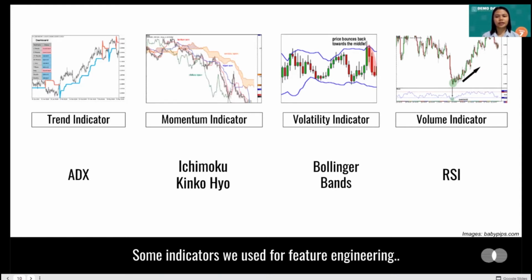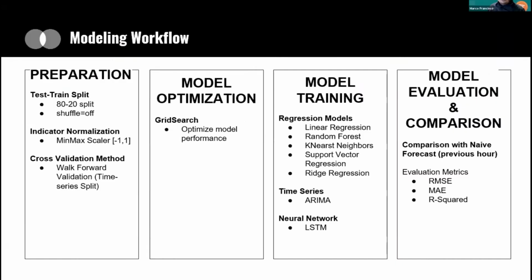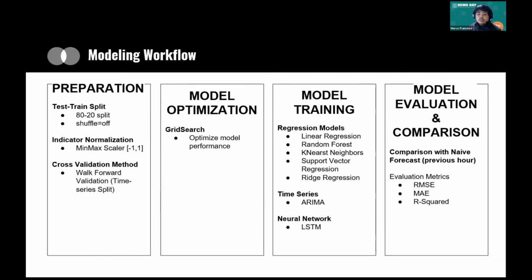For the trend indicator, we use ADX, or average directional index, which is used to determine when the price is trending strongly. Further, for our modeling workflow, first we prepared data via a train test split, scaling, and cross-validation. Then we optimized the best model via grid search of different model parameters. Afterwards, we compared multiple models including a time series-based model and a deep learning model. And lastly, we evaluated the model performance via several metrics as shown on the screen.